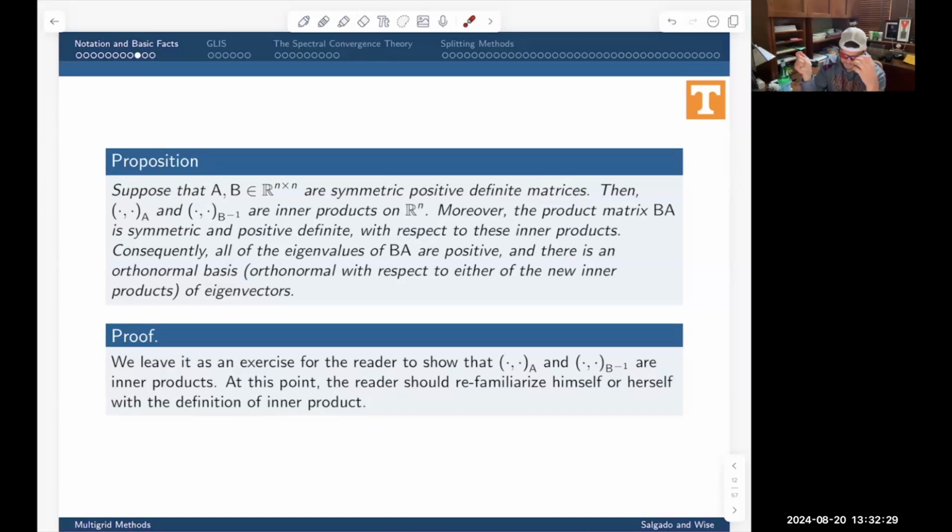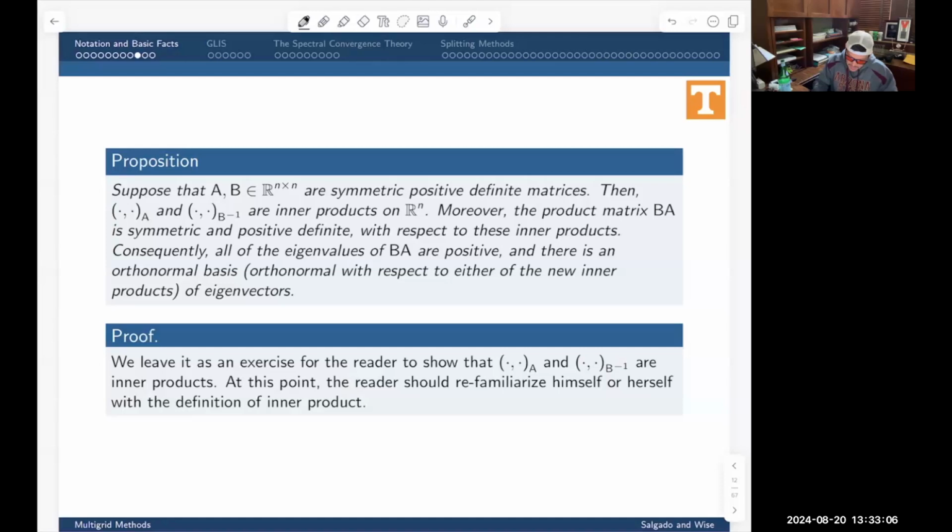Okay, so here's what happens. Suppose that I have two matrices that are symmetric positive definite. And by the way, if I don't say anything else, that always means symmetric positive definite with respect to the Euclidean inner product, the canonical one. Now, I make a claim here. It's a true claim, but it's not the whole story. So here's the story, and then I'll give you the whole story.